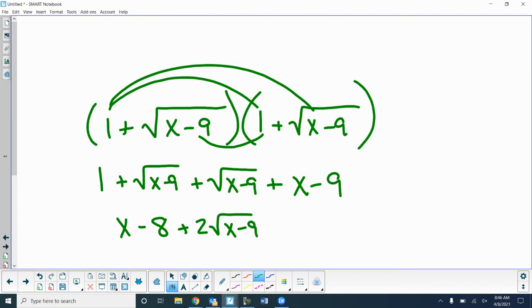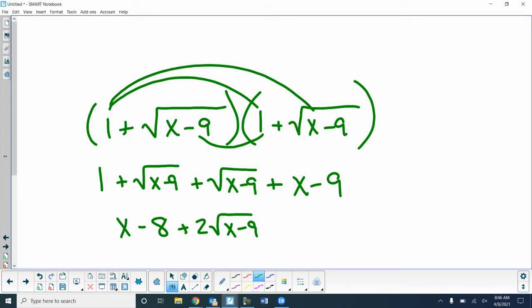So then what would you have to do? The other side's whatever, it's no more radical. But there's still a radical on the right now. What would you have to do? No. What did we do in the first two? You have to isolate the radical again, right?